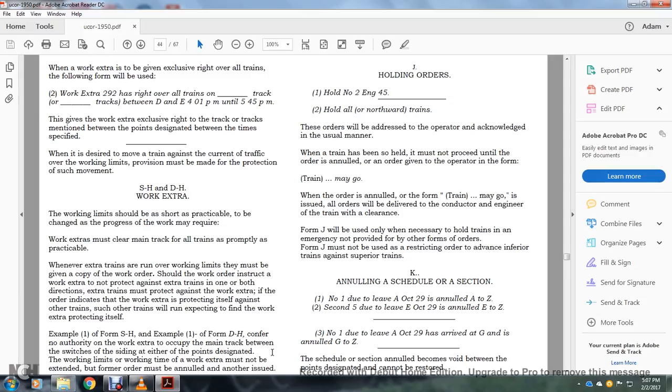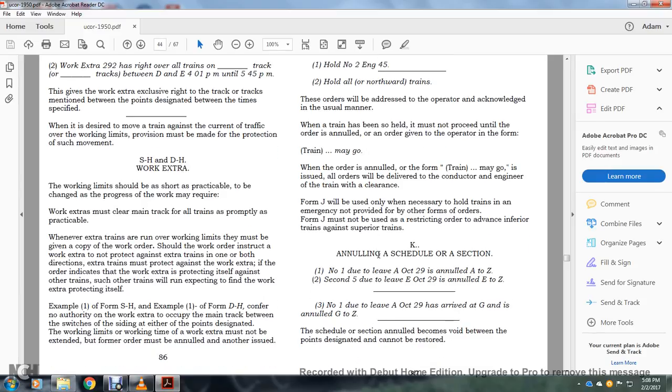An order is given with the operator informed: train may go. The order was annulled. The form "train may go" is issued. All orders will be delivered to the conductor and engineer of the train with a clearance. Form J will be used only when necessary to hold the train in an emergency, not provided for by other forms of orders. Form J must not be used in restricting orders or advancing inferior trains against superior trains. So it's only for an emergency.